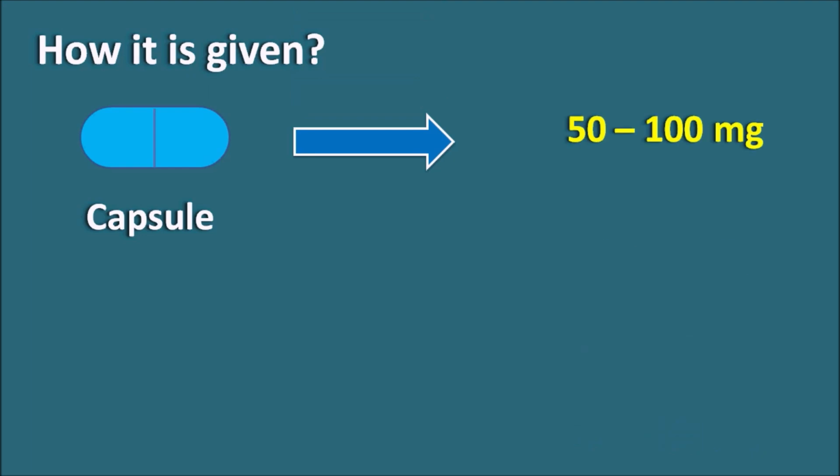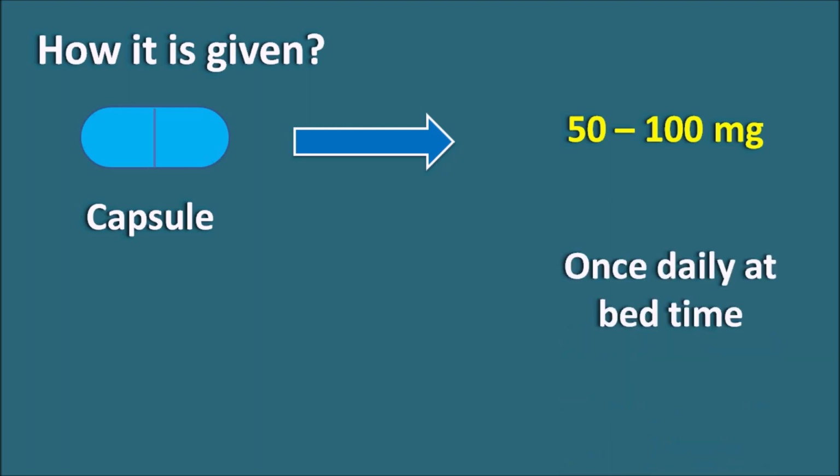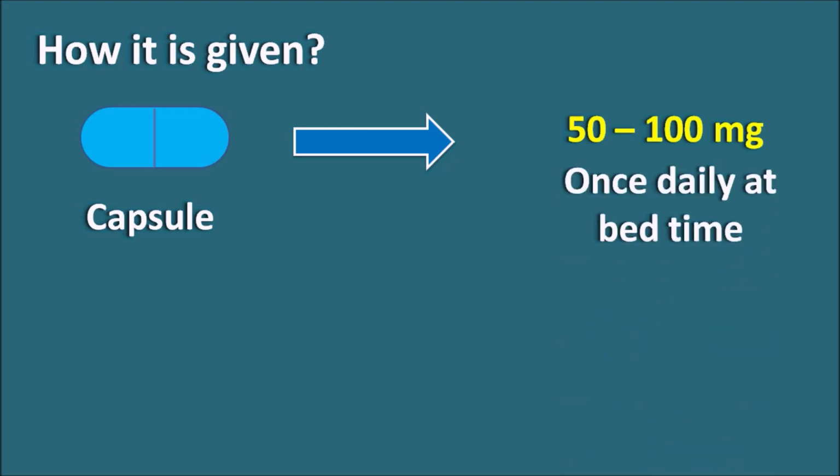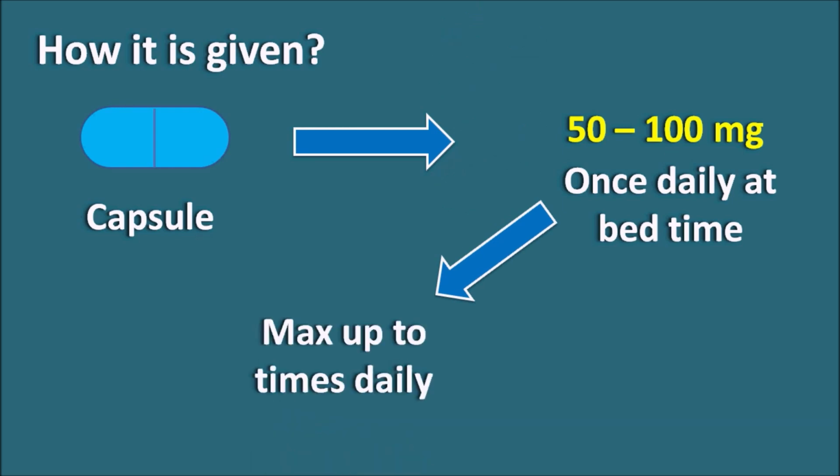How is it given? Nitrofurantoin is available as a capsule, and this capsule is filled with the large crystals of nitrofurantoin, and it is available at a dose of 50 to 100 mg. The dose of the drug can be initiated at 50 mg to 100 mg, and it is given once daily at bedtime. But the dosing can be increased up to 4 times maximum based on the urinary tract infection.